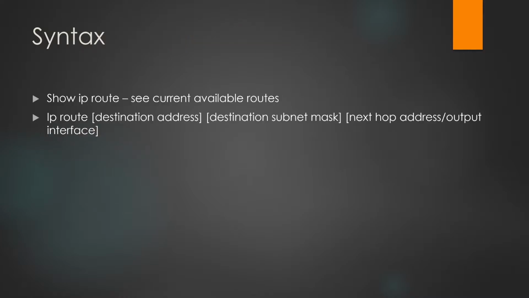Alright, now really quickly before getting into the example, here are a couple commands we'll be using to set up these static routes. The first being show IP route. Now this will give you a current list of all your available routes, those directly connected and created by any dynamic routing protocol or static route that you have set up manually.